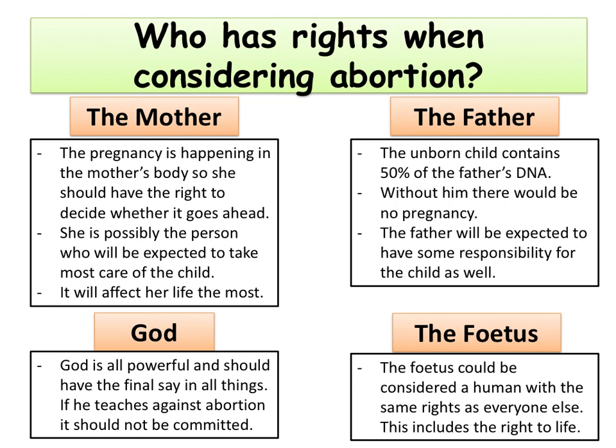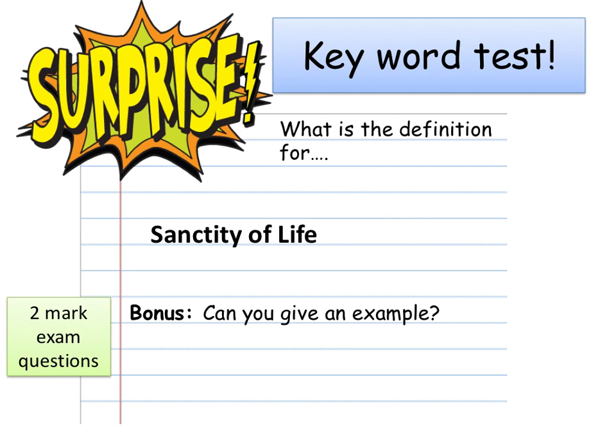The final person that people think should have a right to decide whether abortion takes place is God. Religious believers believe that God has given life. God is all-powerful and has a final say in all things. And if he teaches against abortion, then it should not be committed. Many people could refer here to the sanctity of life and the fact that all life is sacred, regardless of the stage it's at.